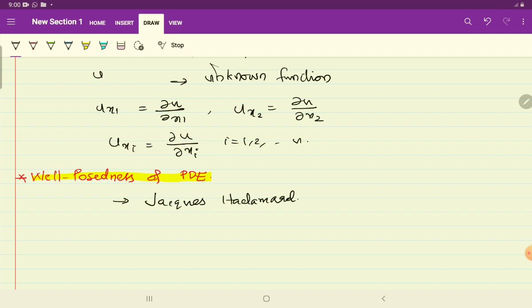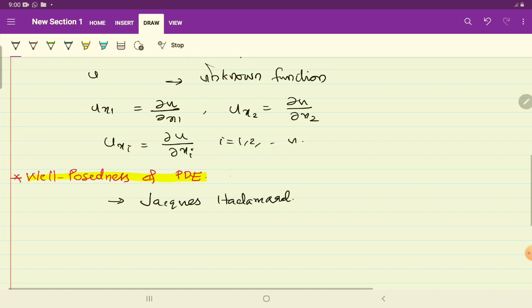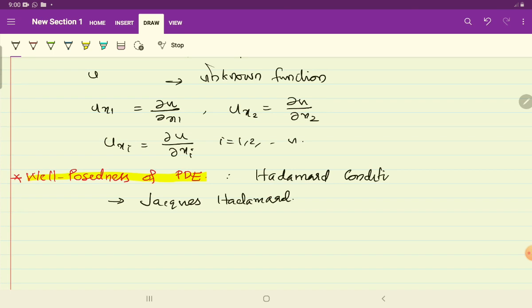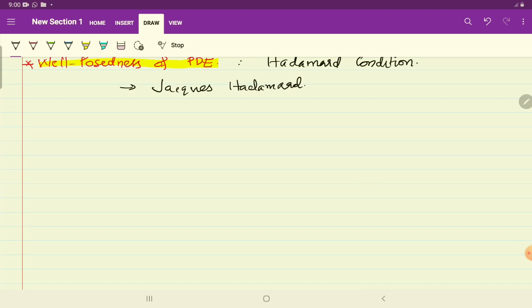Hence this condition is also known as the Hadamard condition for well-posedness of a PDE. According to his definition, a problem is said to be well-posed if it satisfies the following criteria.